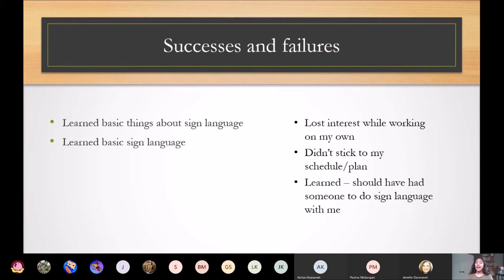Another one was that I had a plan to do 90 minutes per week. However, I only did like 30 or less minutes per week. Something I learned from my failure was that I should have had someone learn sign language with me, so that I could have someone to communicate with while working on it.